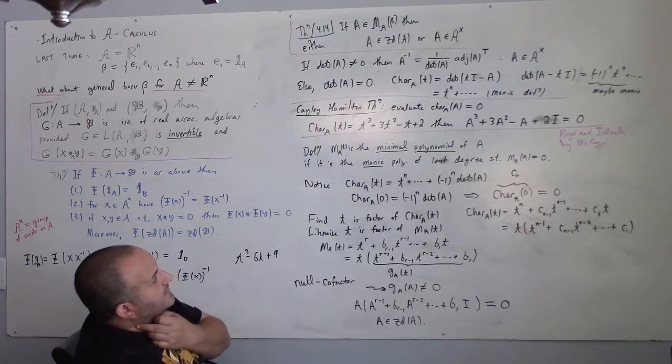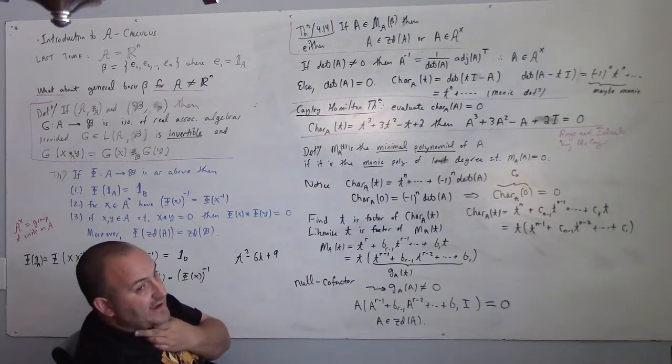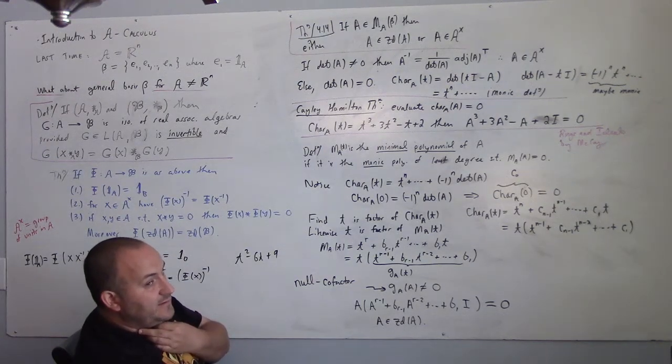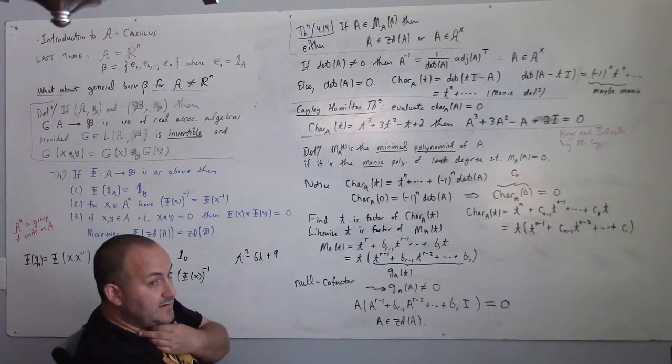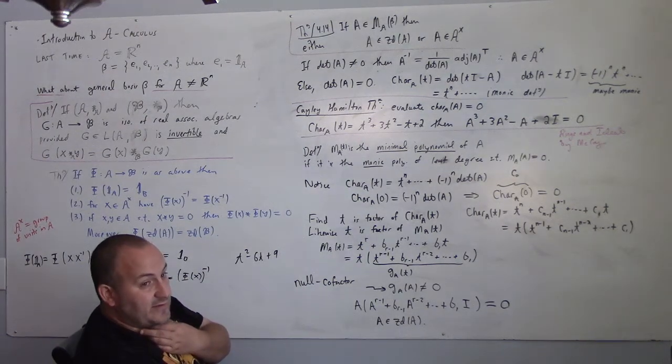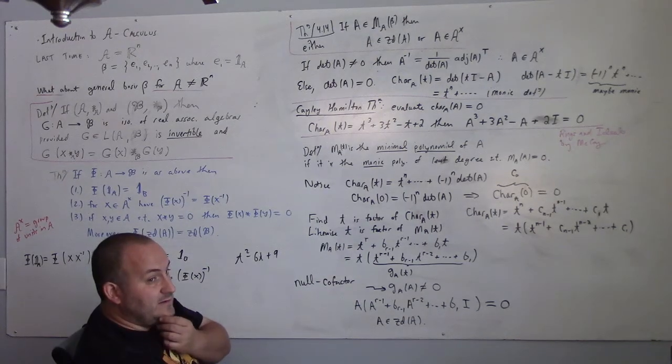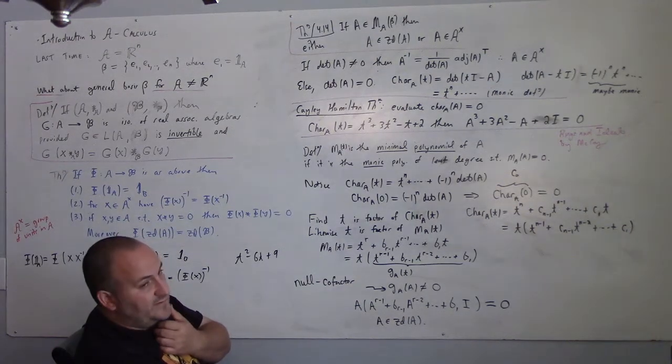And this says more than that, though. This says we can calculate where the zero divisors are by simply looking at the regular representation and looking at the determinant of the regular representation of an arbitrary element. Where those are 0, those are places where we could have zero divisors.